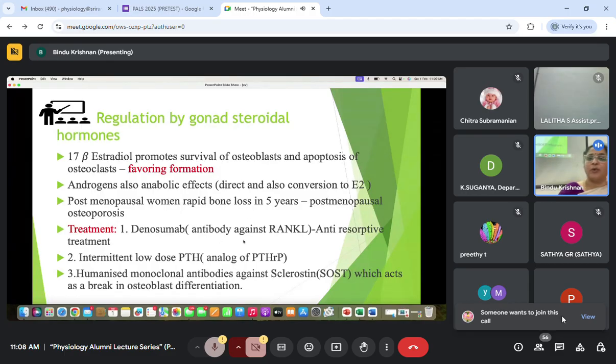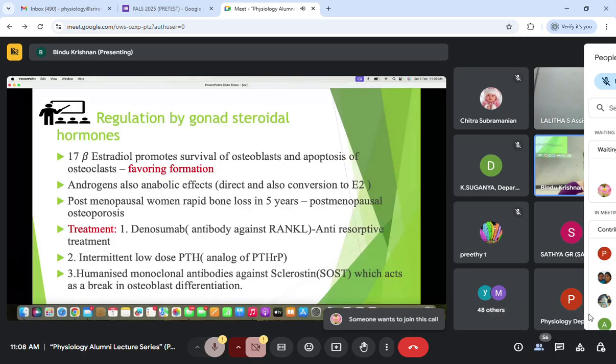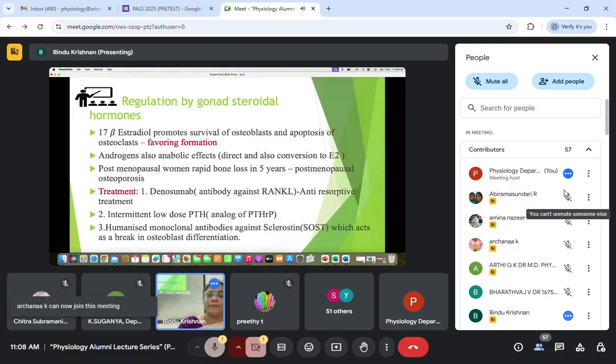Either it can be an antibody against RANKL, or an analog of PTHrP, or an antibody against sclerostin, so that my WNT pathway is activated and then I have bone formation happening.